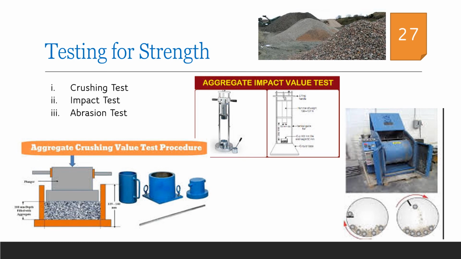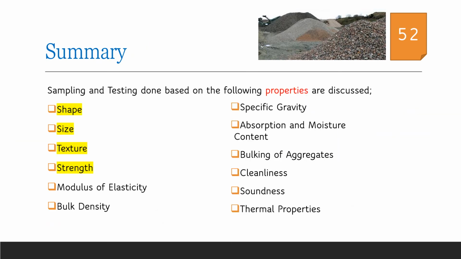We have been discussing sampling and testing based on different properties. In the previous lecture, we discussed the shape property and the sampling and testing methods used there. In the present lecture, we have discussed the sampling and testing methods adopted based on size, texture and strength. All the tests that we have discussed are based on the IS codes. You can download the IS code and understand those tests in detail. You will be studying, or practicing, all these tests in the transportation lab that is going to be conducted during the coming semesters.